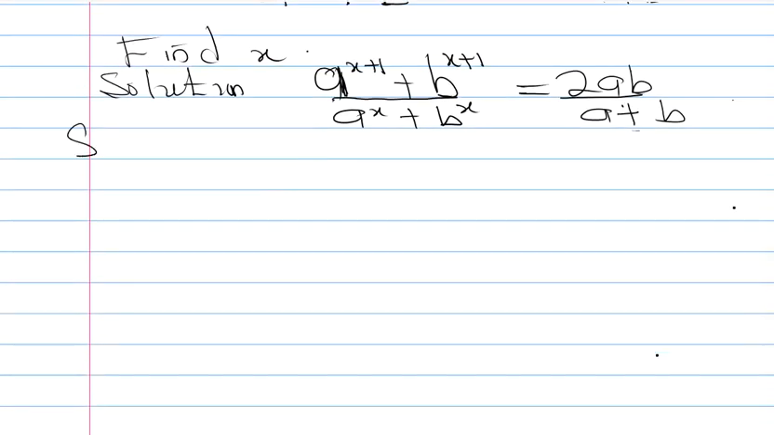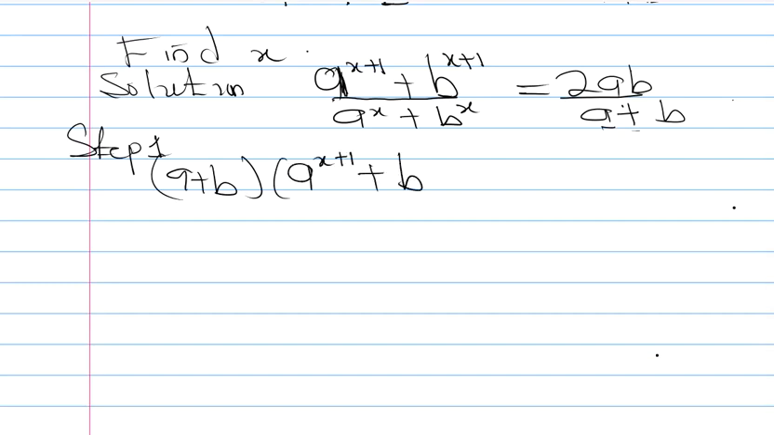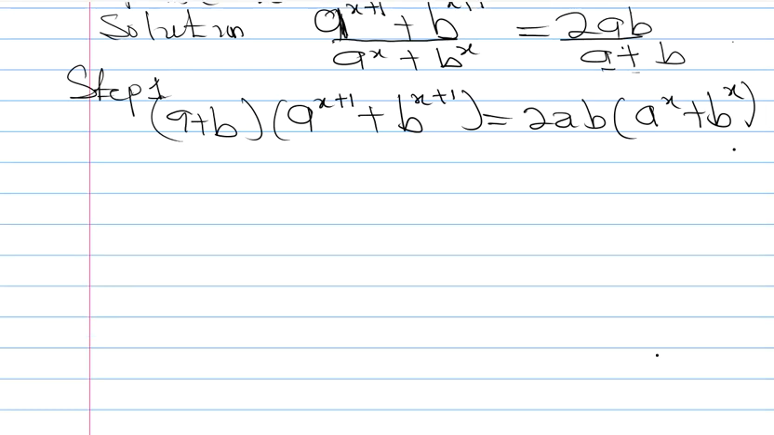Step 1, let me just cross multiply. So cross multiply here, I can say (a + b) times (a^(x+1) + b^(x+1)) equals 2ab times (a^x + b^x). We are done with that. The second step is to open the bracket here.